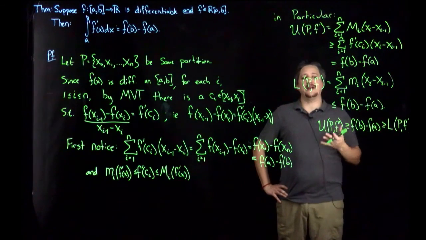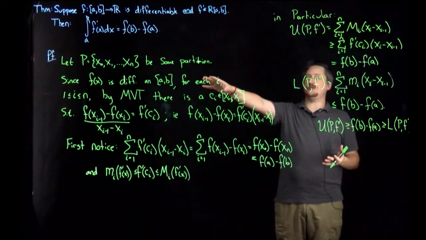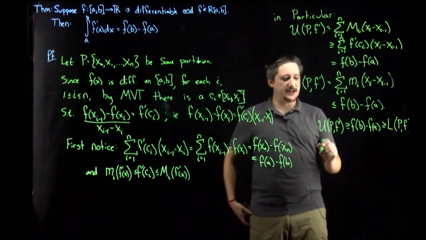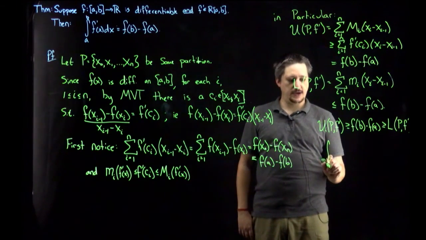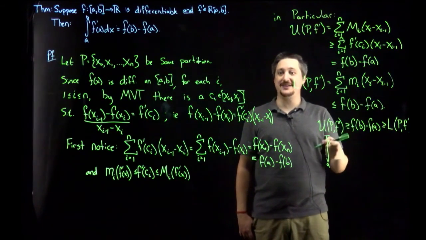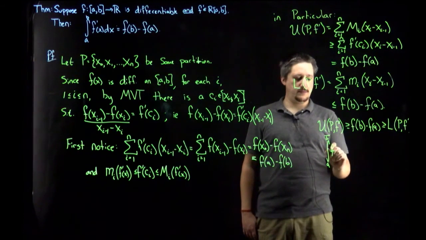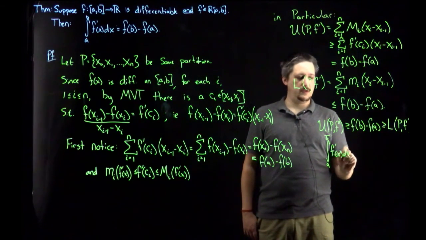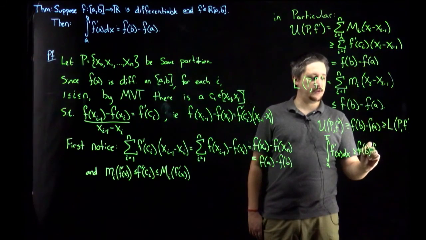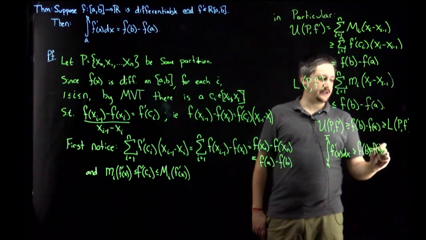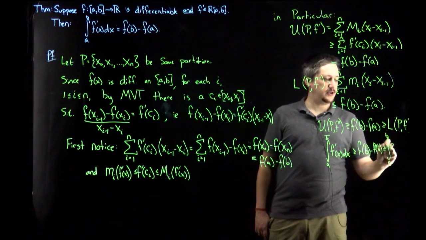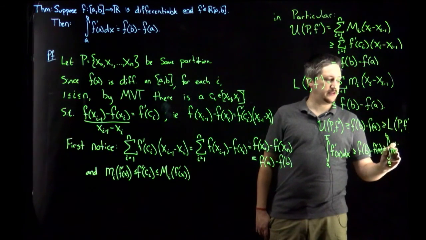But this is true for any partition, right? Because I made the partition arbitrary, which means that I can limit this partition down to get that the upper sum, a to b, the inf of the upper sum, the best guess for the integral of f prime of x dx, this thing is greater than or equal to f of b minus f of a, which is, again, in turn greater than or equal to the lower best guess of the integral of f prime of x dx.